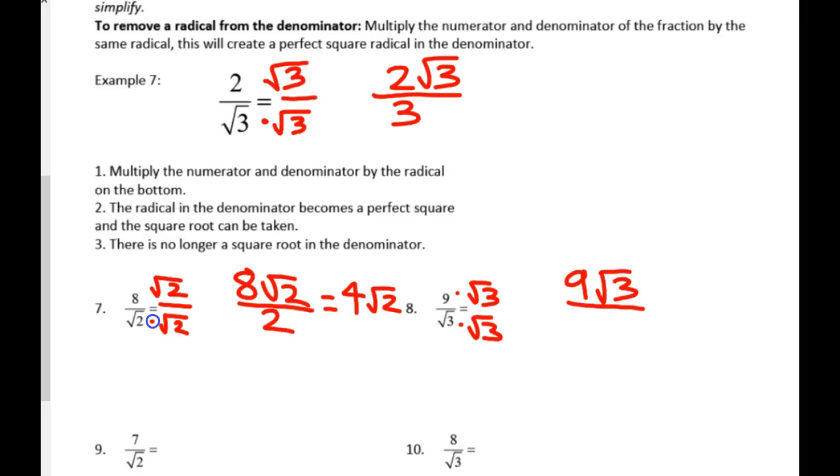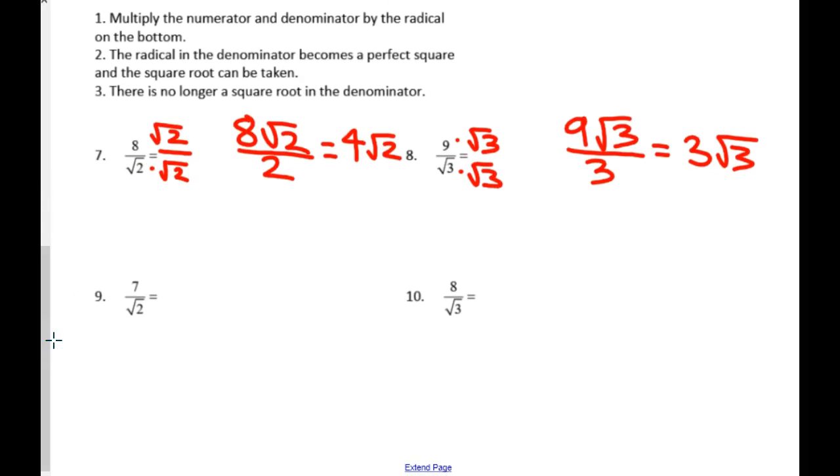And on the bottom, square root of 3 times the square root of 3 is what? What do you think? Square root times itself just removes the square root, so it should just be 3. Does the 9 over 3 reduce to what? Not 2. Okay, so 3 square root of 3. That's it for that one.